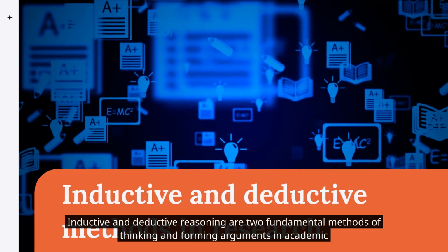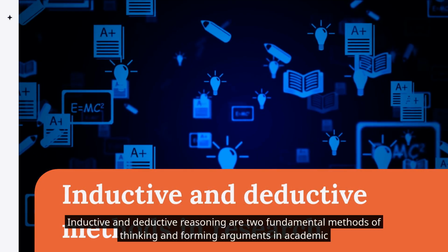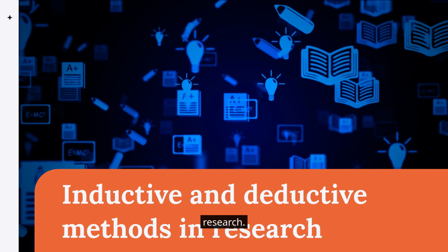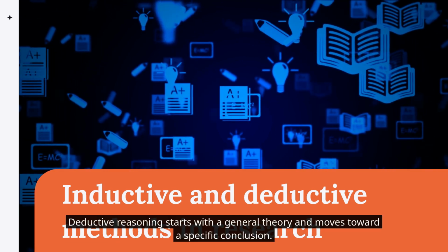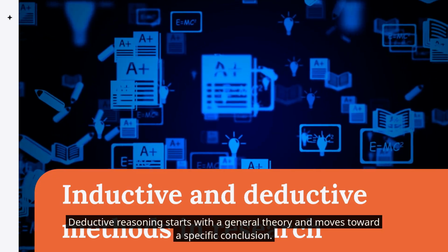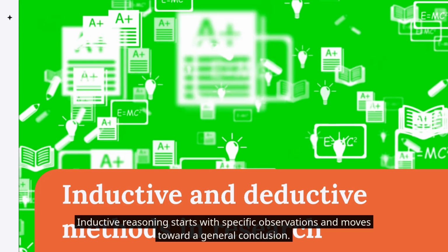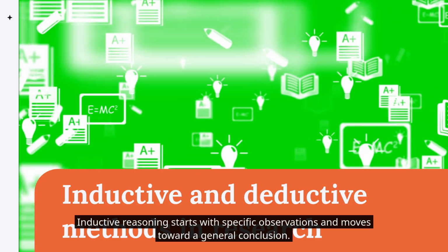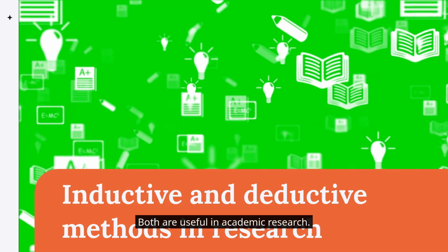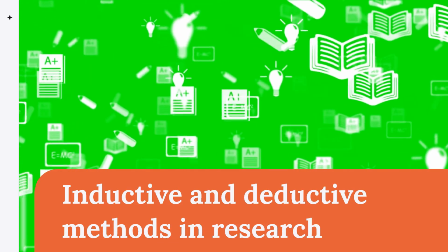Inductive and deductive reasoning are two fundamental methods of thinking and forming arguments in academic research. Deductive reasoning starts with a general theory and moves toward a specific conclusion. Inductive reasoning starts with specific observations and moves toward a general conclusion. Both are useful in academic research.